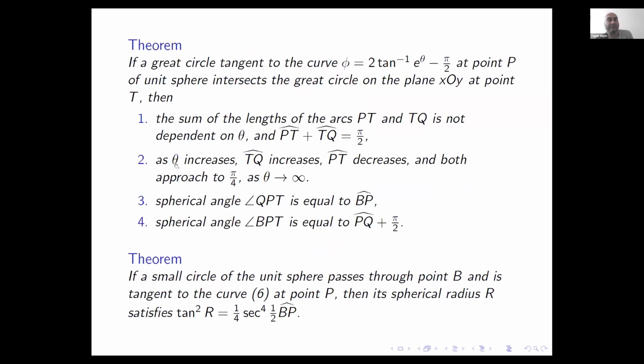Next property is a related property. It says that as theta increases, TQ increases, PT decreases, and both approach the same limit, pi over 4.